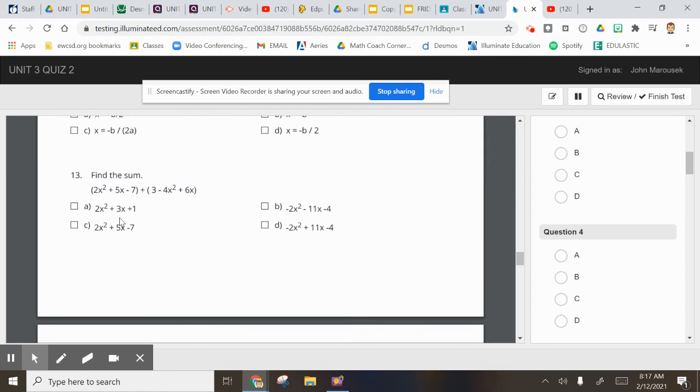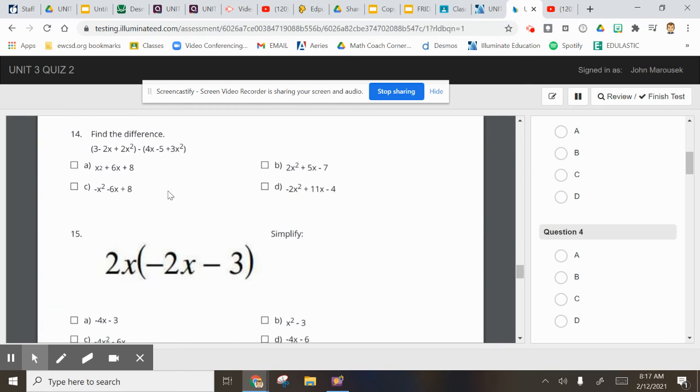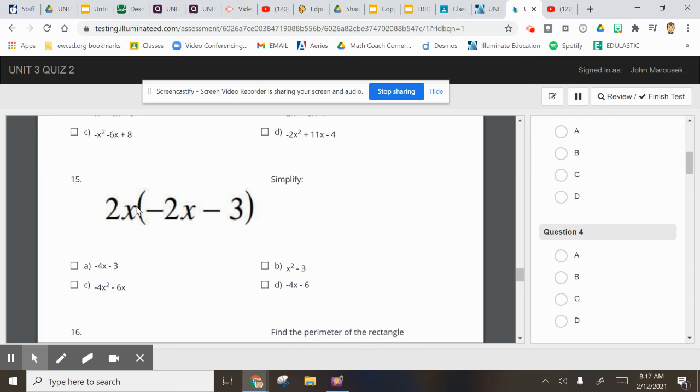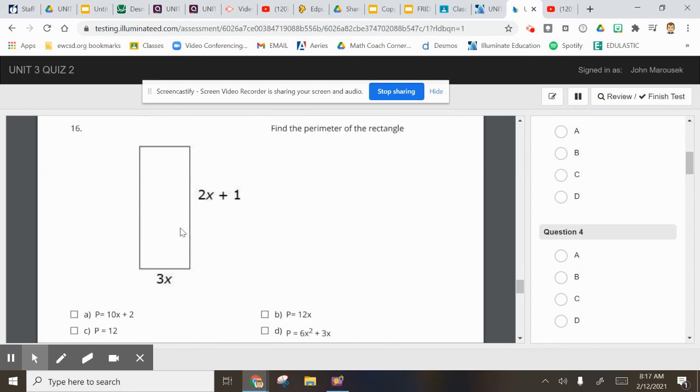Now we have some polynomials. Find the sum. Be careful because this is in order like a normal quadratic, but this is not. So make sure you're adding the right like terms. Here, make sure you do the same thing, but you have to change this to a positive, remember? And that switches everything on this side. Simple multiplication, be careful with your signs.